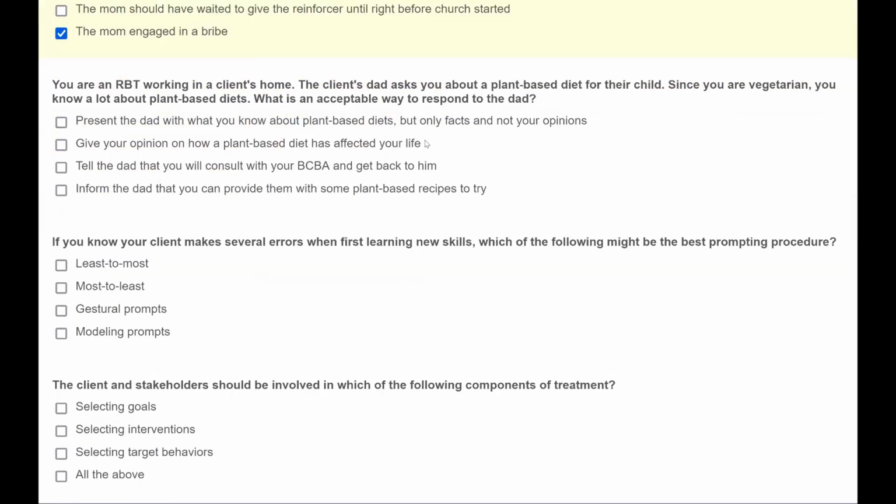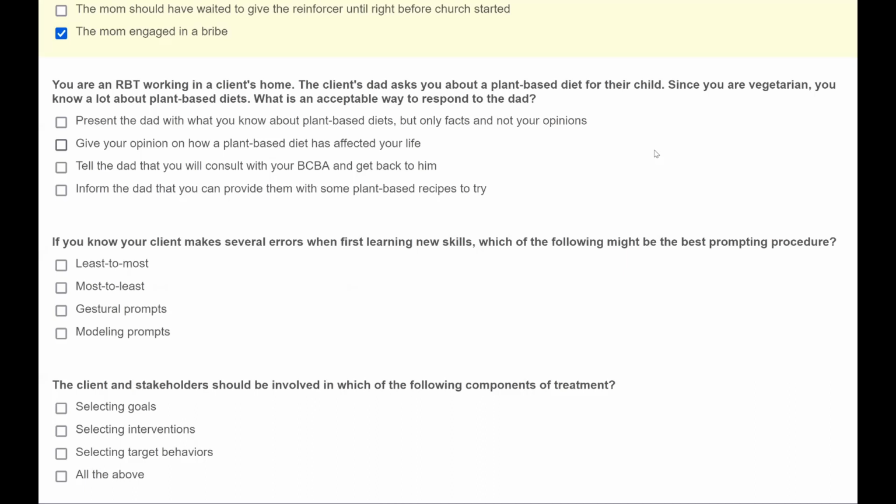You're an RBT working in a client's home. The client's dad asks you about a plant-based diet for their child. Since you are a vegetarian, you know a lot about plant-based diets. What is an acceptable way to respond to the dad? This is a tricky question, right? Because if you're a vegetarian and you know a lot about plant-based diets, okay, maybe you do have some good information. However, what does our ethical code say?